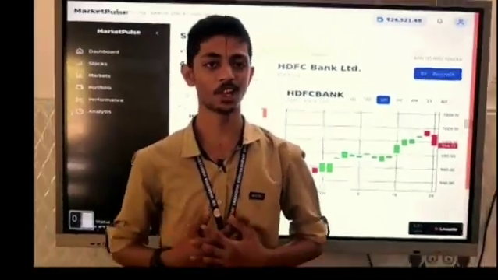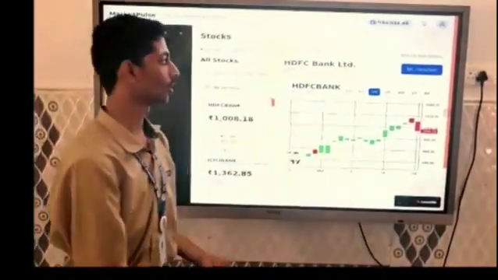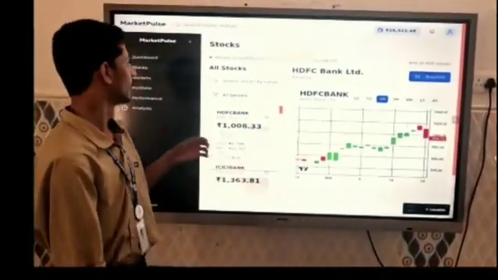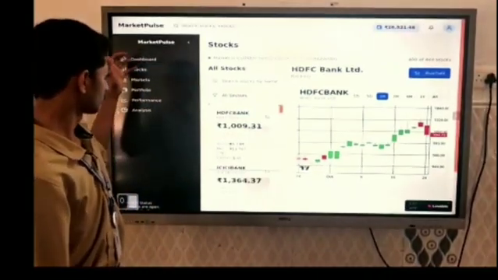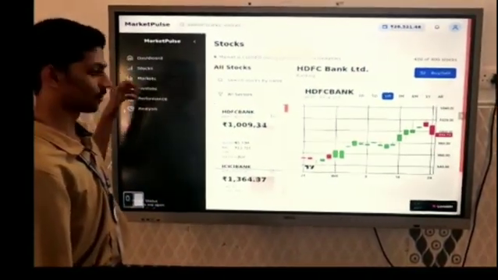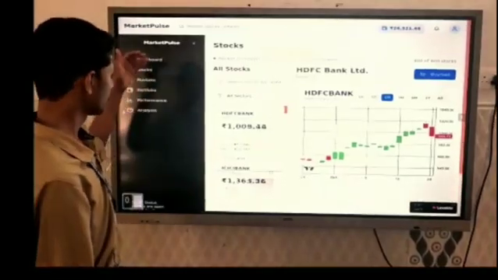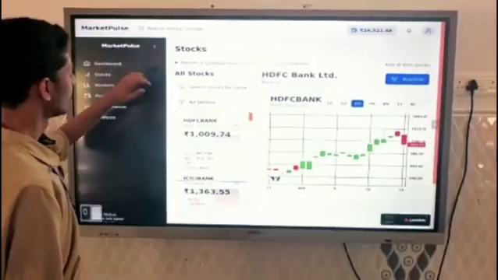Hi, this is Raghuram and this is Comverse. We have created a mock stock exchange for our school's Commerce game. In this, we have dashboard, stocks, markets, portfolio, performance and analysis. I will explain each of these within a minute.